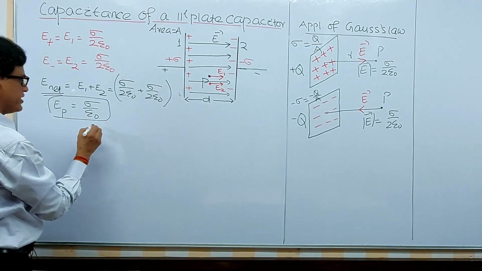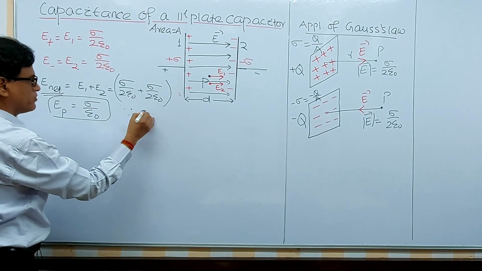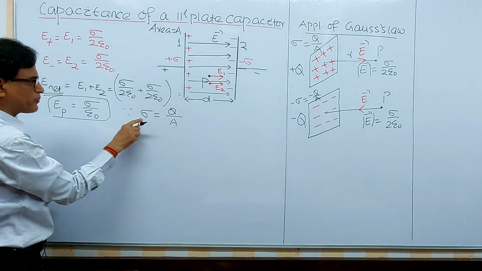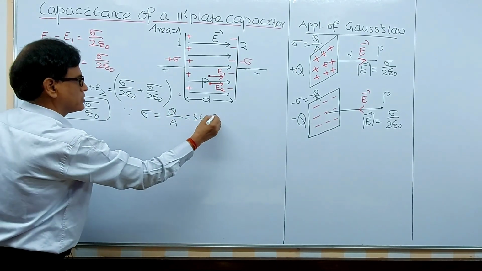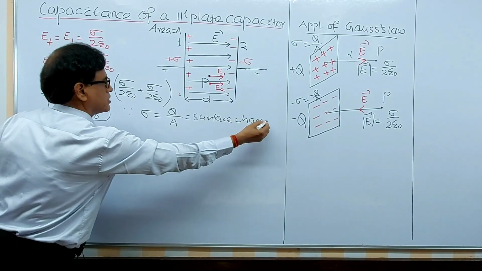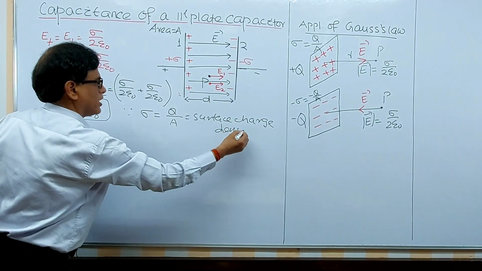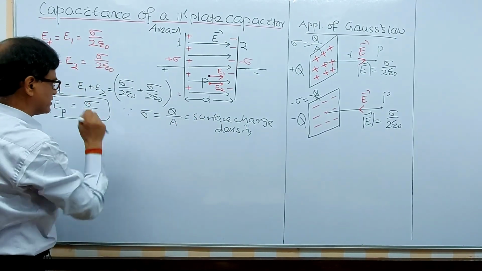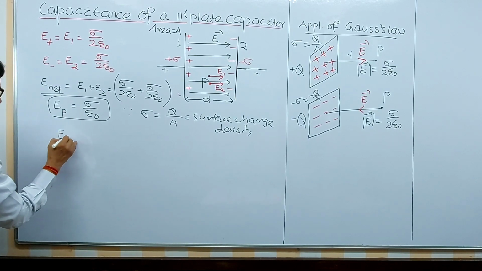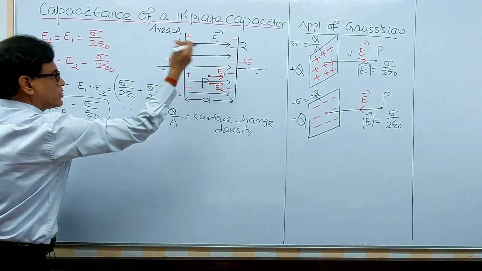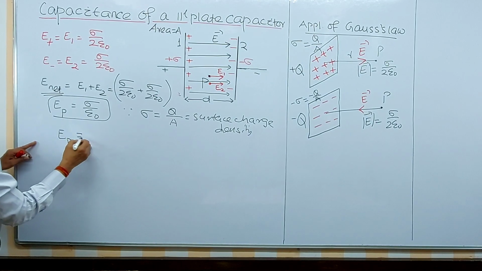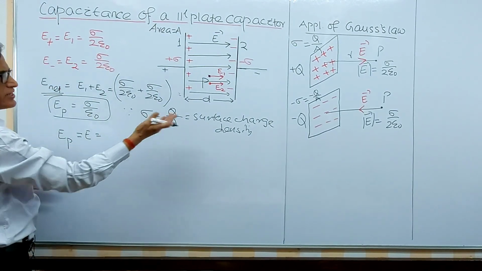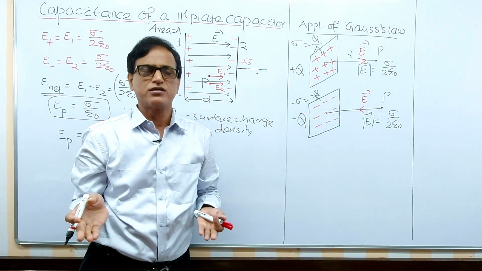And since sigma equals charge per area, it is called the surface charge density. Since sigma is the charge per area, the surface charge density, here you can write the electric field at this point inside, between the plates, EP, simply as E, the electric field inside the plates: E equals sigma by epsilon 0. Is it independent of the distance? It is independent of the distance.